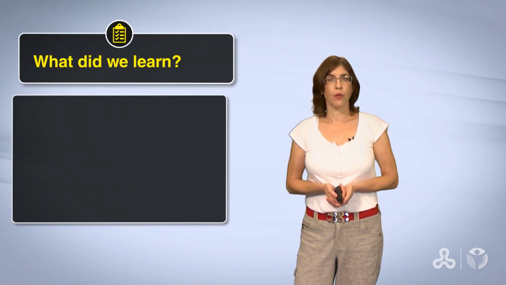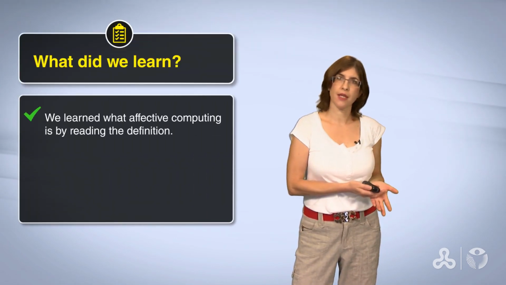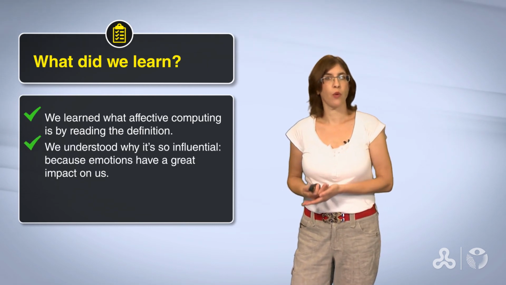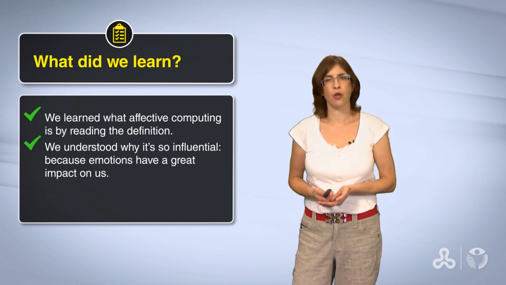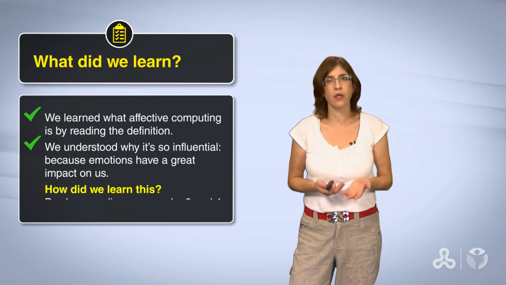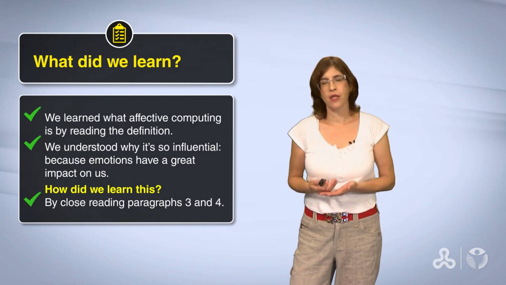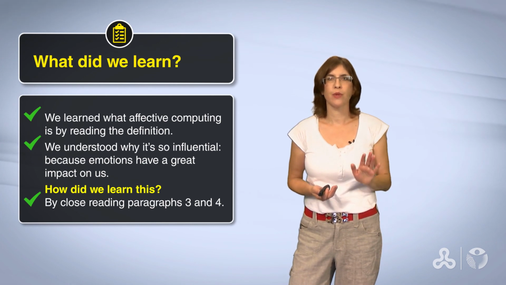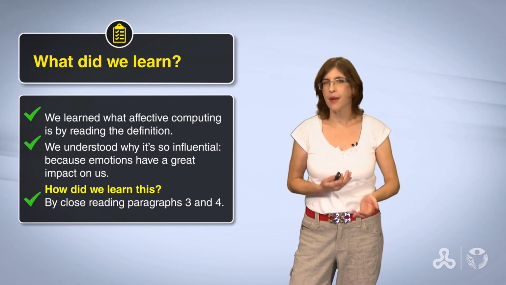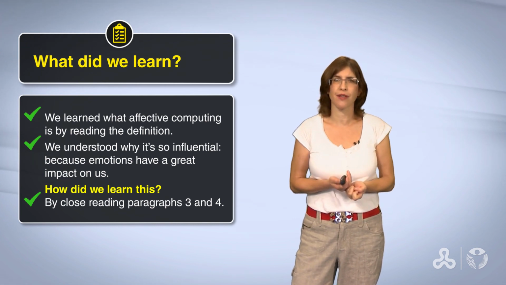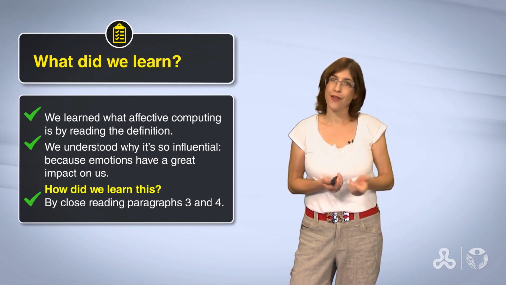We are ending our lesson. What did we learn? We learned what effective computing is by reading the definition. We understood why it's so influential, משפיע, because emotions have a great impact on us. How did we learn this? By close reading paragraphs 3 and 4. Next, we will see the different opinions about this. If you feel a bit uneasy, like the writer, you will want to continue with our next lesson.